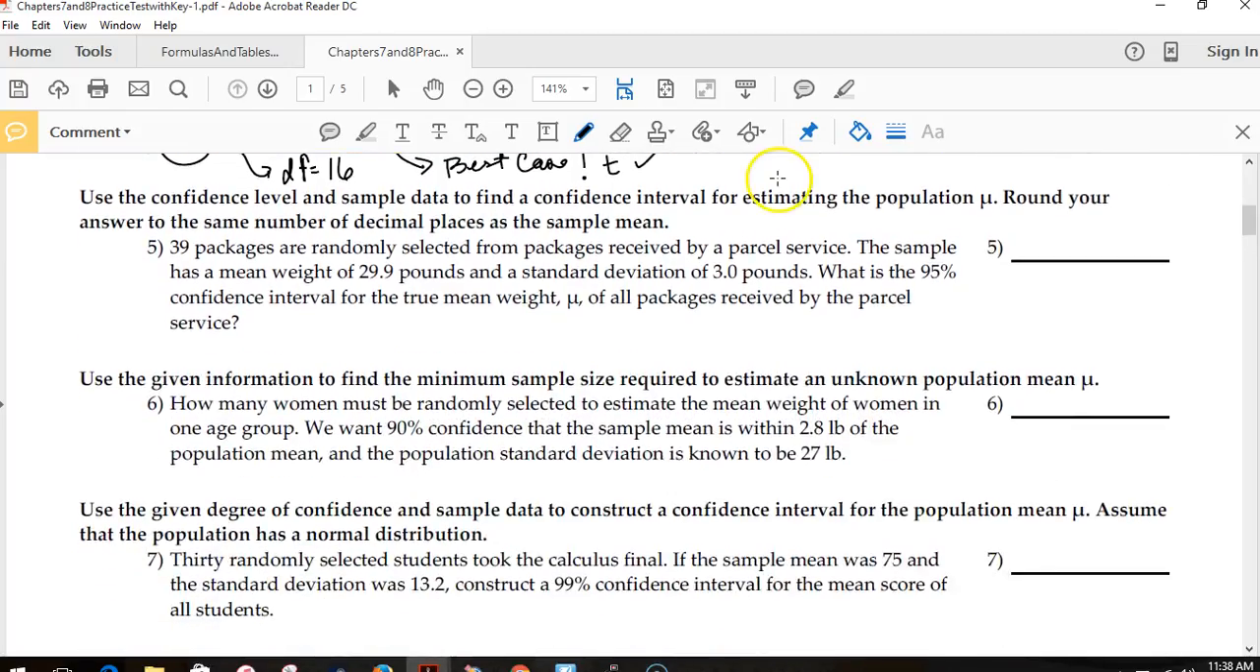539 packages are randomly selected. They have a mean weight of 29.9 and a standard deviation of 3. What is the 99% confidence interval for the mean weight? So this is either a Z or a T.